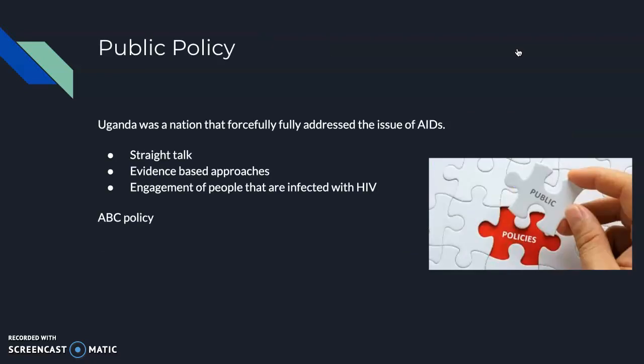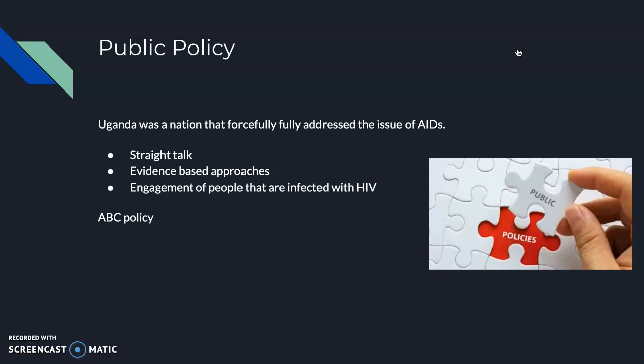Public policy. Uganda was a nation that forcefully addressed the issues of AIDS. The HIV and AIDS epidemic affected a major segment of the labor force in Uganda, whose ages varied between 15 and 49, and the aim of the national policy is to provide a framework for preventing further spread of HIV in the country.